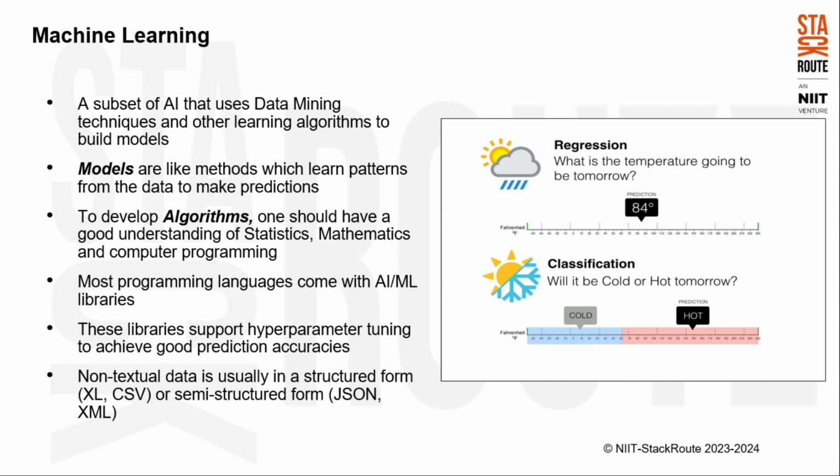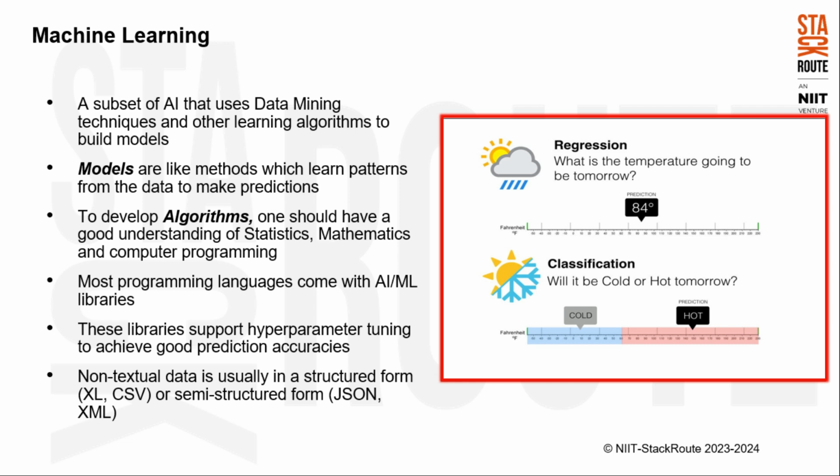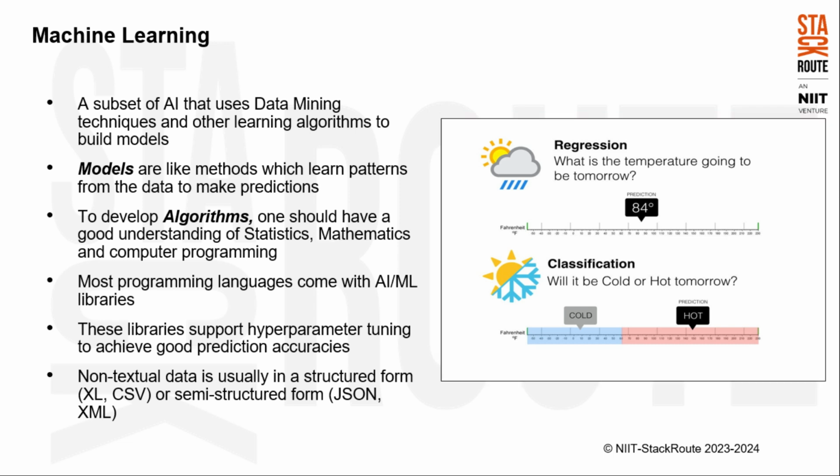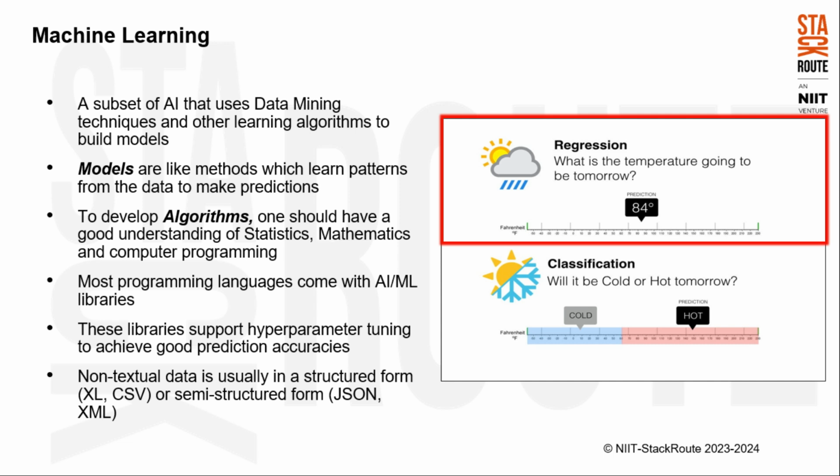The definition of machine learning is that it's a subset of AI which uses data mining techniques and other algorithms to build models. To give a small example, look at the figure on the right hand side. There are two problem statements. The first problem statement is: what is going to be the temperature at a certain place tomorrow? Here, if you see, the predicted output is a number.